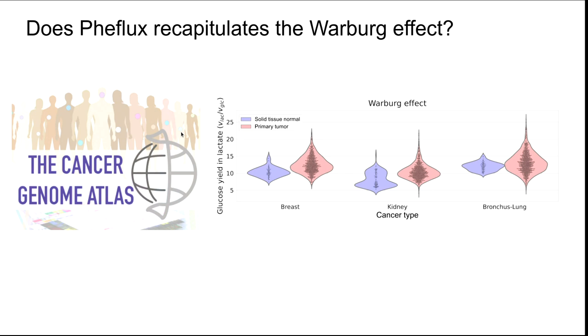Each point represents the prediction done with FIFLUX of this ratio, the production of lactate normalized by the consumption of glucose. We should expect this one, on average, to be greater in cancer cells. And that's what we found for breast, kidney, and bronchus and lung cancer types. But as you can observe, there is a big overlap. So this seems to suggest that not all cancer cells overproduce lactate compared to their normal counterparts. It's just that on average, they produce more.